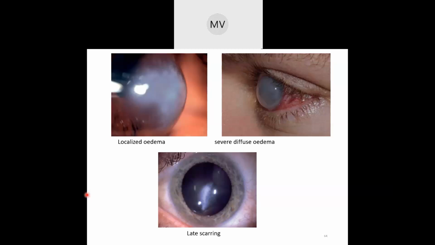So basically localized edema can be observed. Severe diffuse edema can also be observed. Both are two patterns of signs that we will be able to see. Then once the whole thing has healed, we might be able to see a latent scarring too. So scarring can be observed over here.